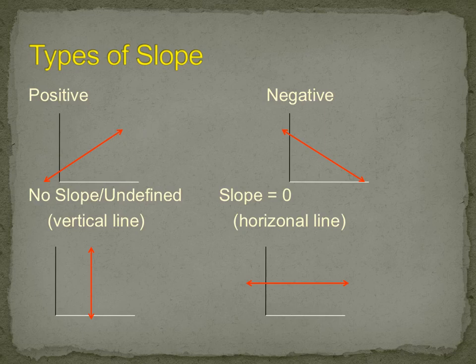These equations are your x equals a number without a y, and these equations are your y equals a number without an x. So vertical is x equals, horizontal is y equals. It looks like the opposite axis.